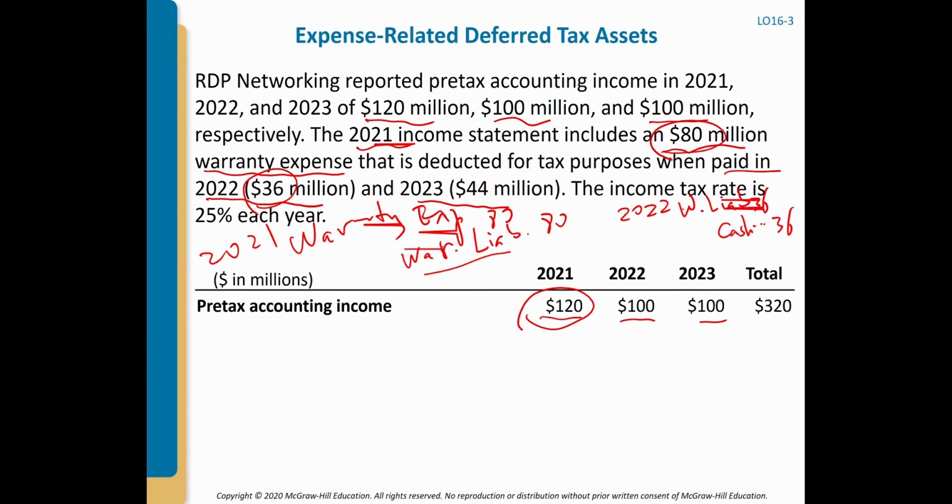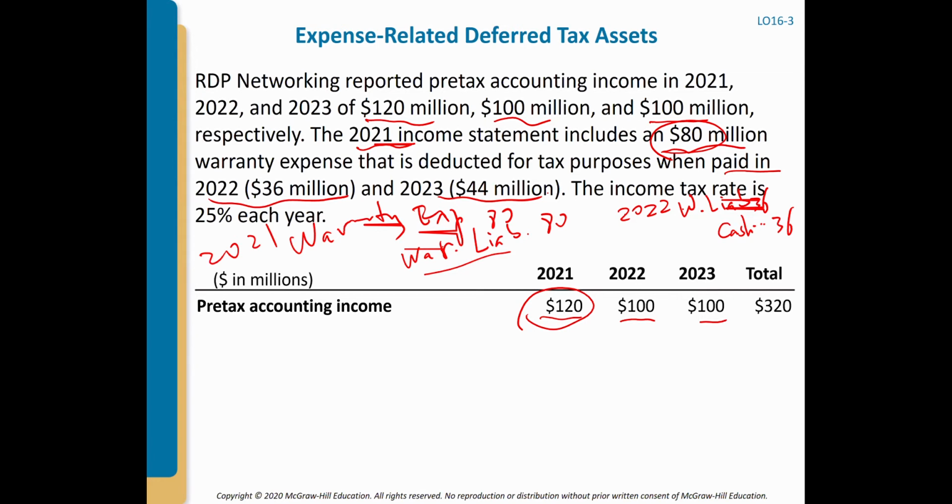So how about the tax? Tax purpose, how do we deal with tax? Tax law is different, remember. Tax law won't allow us to deduct the 80 because we haven't spent the cash yet or made any payments yet. They won't allow us to deduct 80 million. They only allow us to deduct when we actually make payments. Here we paid in 2022 and 2023. That's the time we actually deduct.